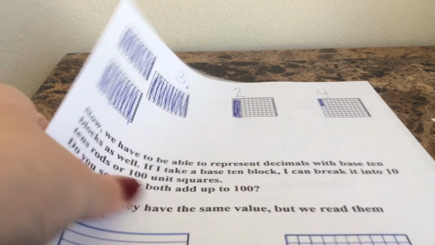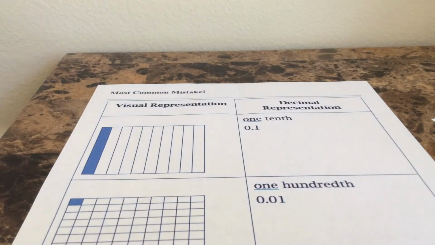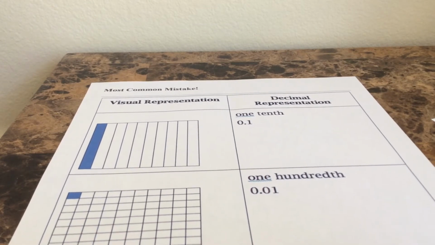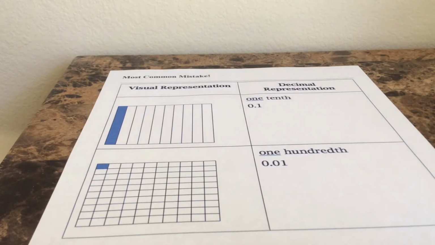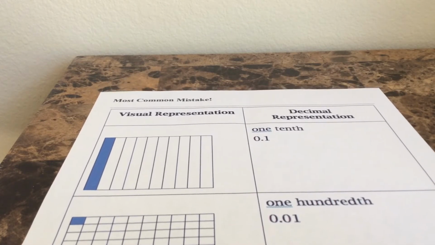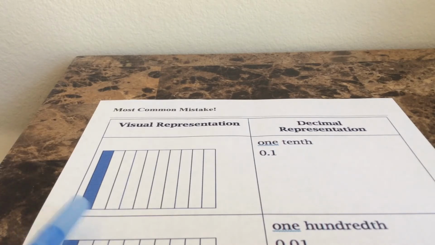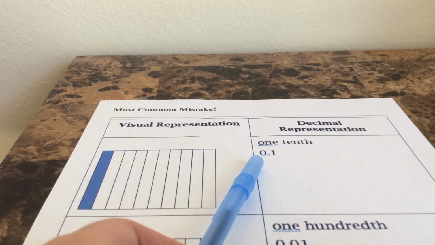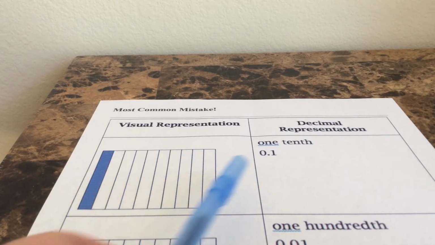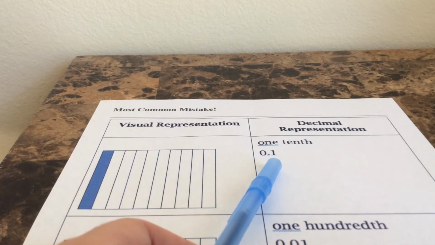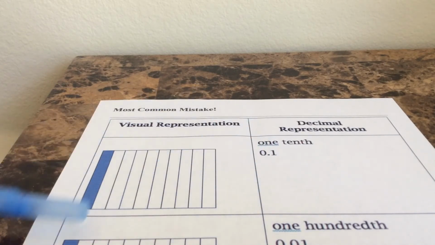One last piece of information is a common misconception with students, and that is how to represent 1 tenth and 1 hundredth. In looking at the first visual representation, I have taken the hundredths chart and I have broken it down into 10 columns of 10. I've shaded in 1. The value for this in a decimal is 1 tenth. I show that as 0 wholes. I don't have a whole box shaded in. Decimal point and 1 tenth, because I have shaded in a tens column.